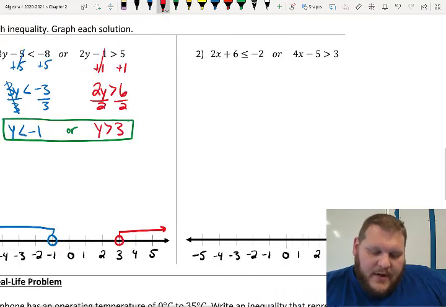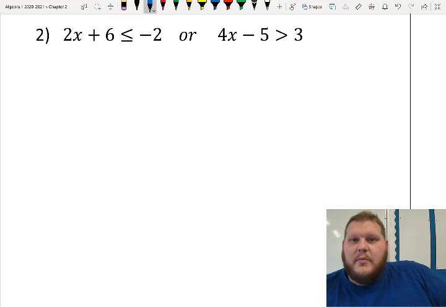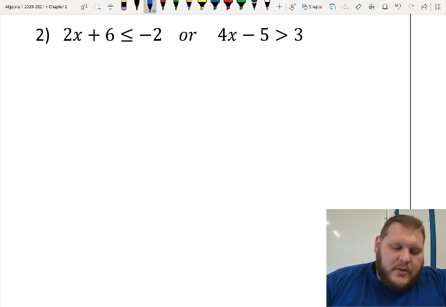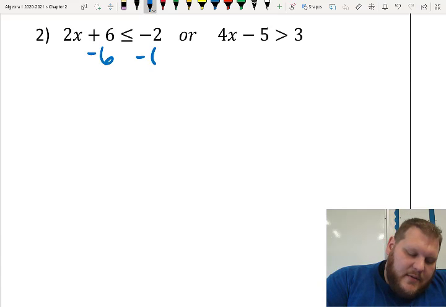Okay. For number 2, again, another example. I'm going to do the left in blue, the right in red. So 2x plus 6 is less than or equal to -2. I'm going to start by subtracting 6 from both sides. 2x, not y.